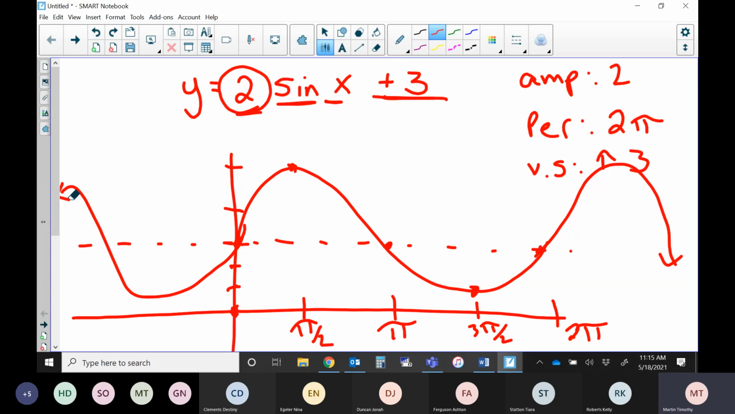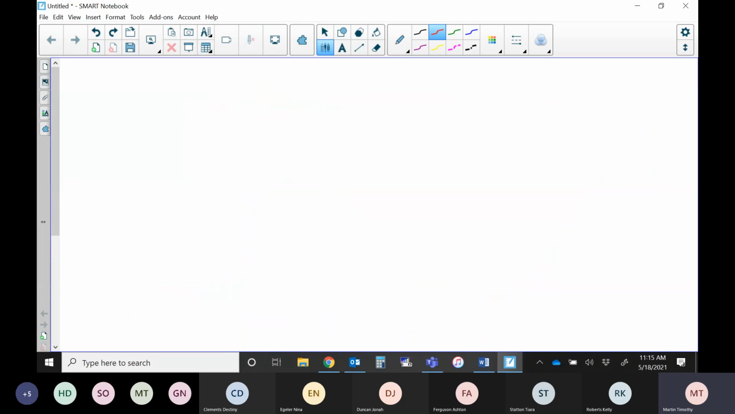All right, now let's put this all together. So we're going to take our time on this one. We're going to do it each individual and then put it all together at the end. We're going to slowly build this graph. So what if I had 2 sine of x over 2 plus 3? Well, let's look at all the different things that it's going to affect.